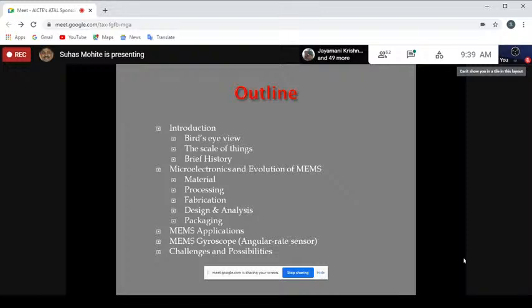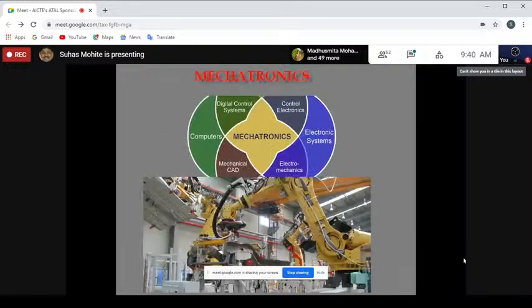Then we'll see some of the aspects of design and analysis of MEMS and packaging. And then we will take an overview of applications. One application I would like to deal with in a little more detail is the MEMS gyroscope, or angular rate sensor. And then we'll see what the challenges and possibilities are for new researchers in the field of MEMS.